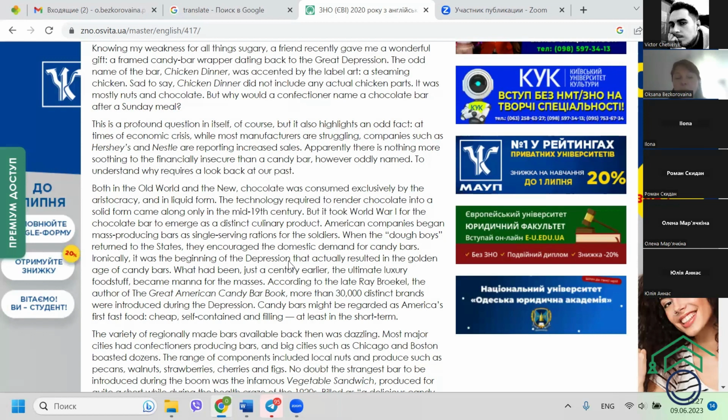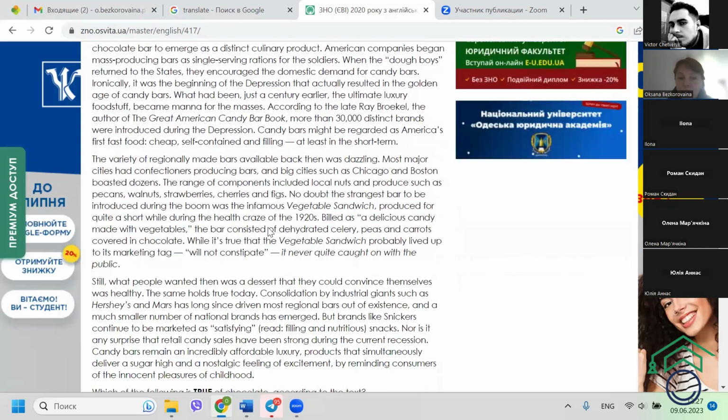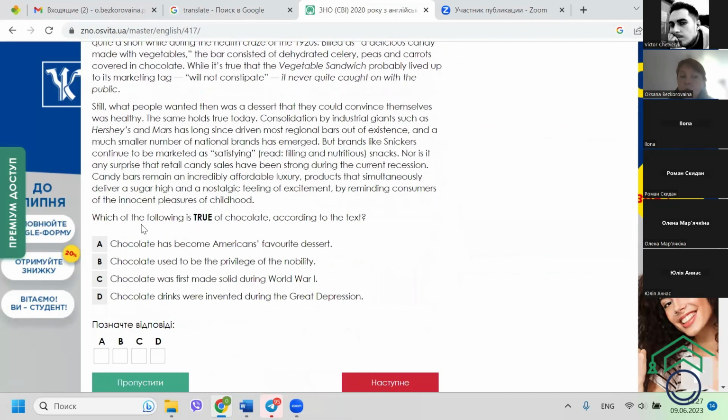During the Depression, candy bars might be regarded as Americans' first fast food, cheap, self-contained, and filling, at least in the short term. A long paragraph. And do you remember the question? The question is, which of the following is true of chocolate?